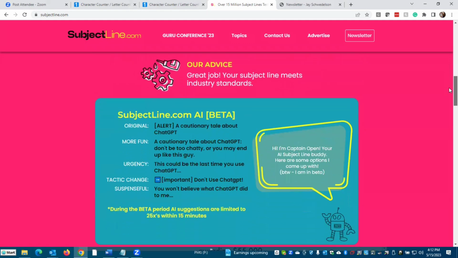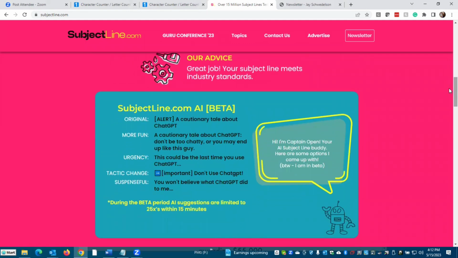So now let's see what it's suggesting. This seems rather long, so I don't think so. "This could be the last time you use ChatGPT." That's kind of interesting. Oh, I like this too. "Important, don't use ChatGPT." Yeah, that's interesting. Some interesting ones to play with.